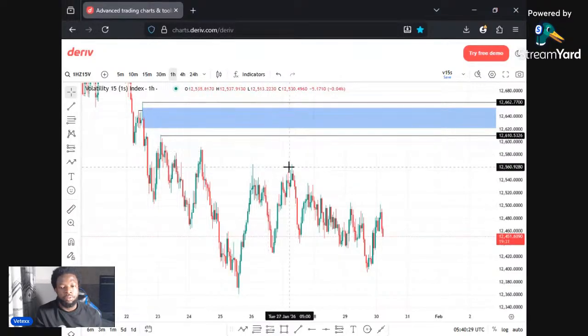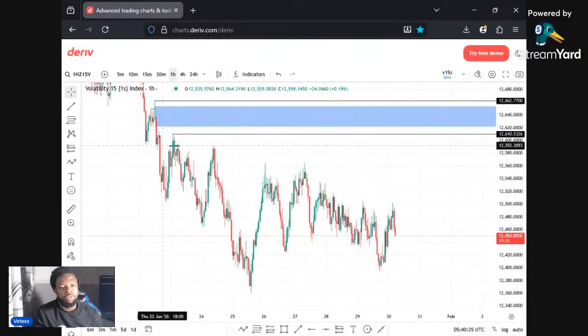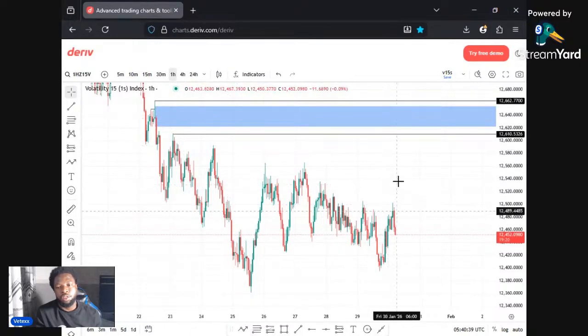All right. We have our sweep here, first break, structural liquidity, second break of structure, POI. So price will be anticipated to tap into this zone and start selling to the opposite direction.